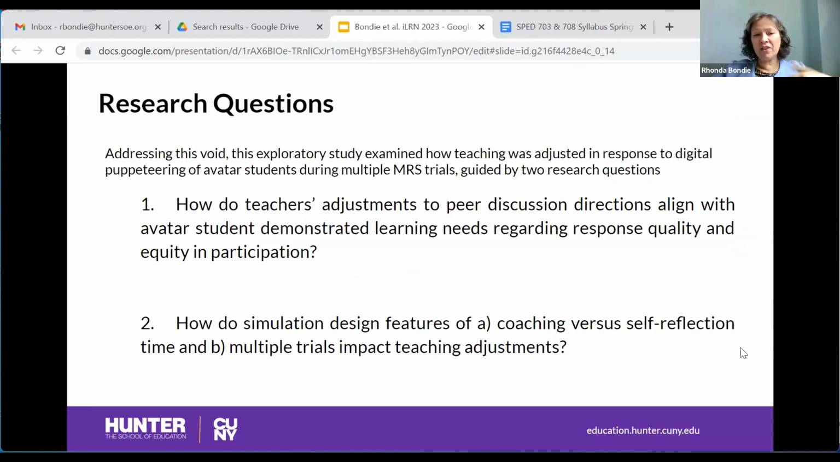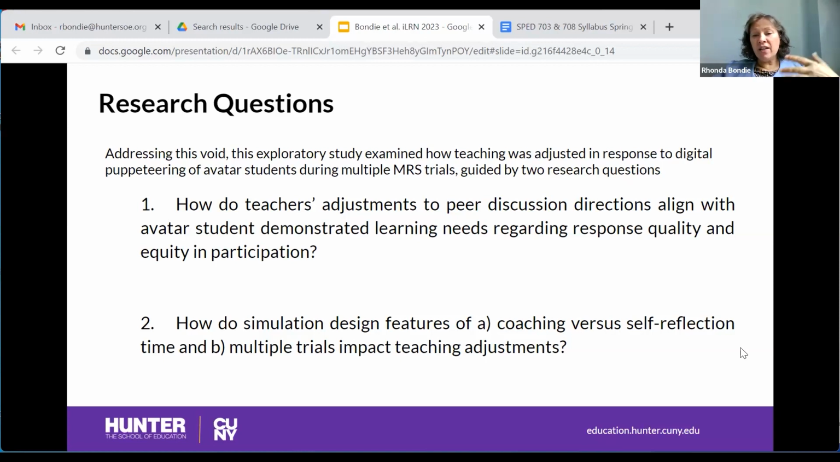So we have two research questions. We wanted to investigate how teachers adjust their peer discussion directions to align with student avatar demonstrated learning needs. So we're looking at that responsiveness. How responsive are teachers to the student avatars with regard to this super important task of academic discussions preparing for a subsequent reading and writing task?